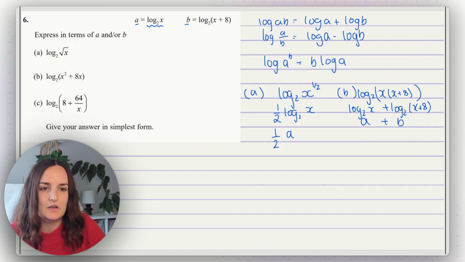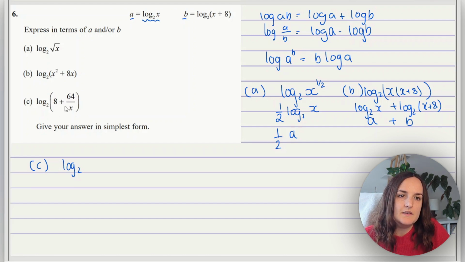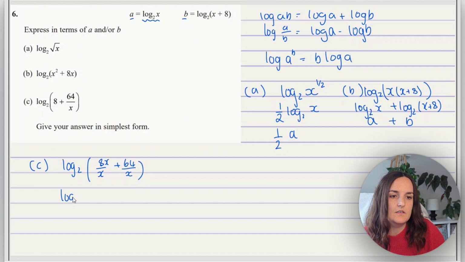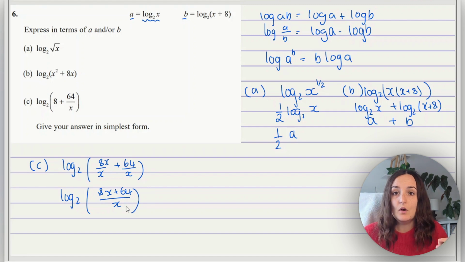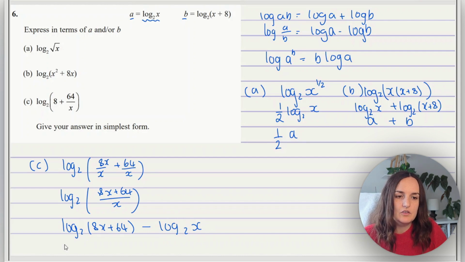Now part c is a little bit trickier. There's a lot of different ways that you could do part c. Here, I would be thinking, how can I write these as two things multiplied together or two things divided by each other? And so I'm going to try and put this into a single fraction so that I can have a numerator and denominator. And then I've got something divided by something else. I'm going to write this as 8x over x because that's just 8, plus 64 over x. We've got a common denominator. Then that turns into log base 2 of (8x + 64) over x. Okay, great. So I've got something that is now divided. I can write this as log base 2 of (8x + 64) minus log base 2 of x. Now we know that one's a, so we've sorted this bit out. It's just this part that needs sorting out.